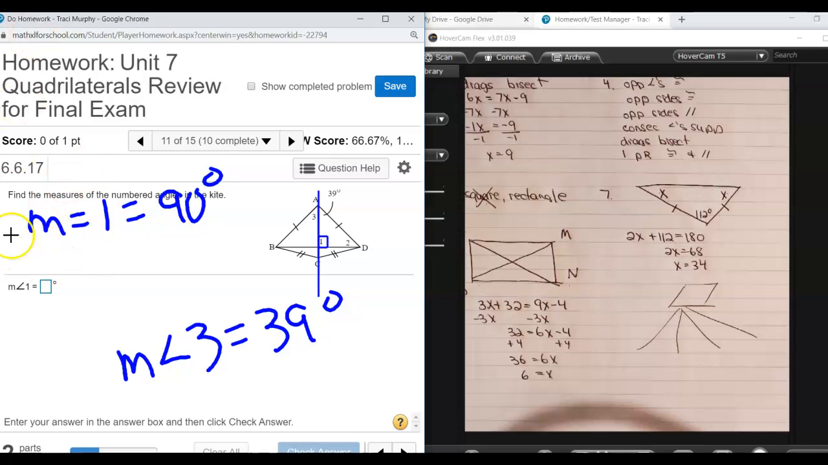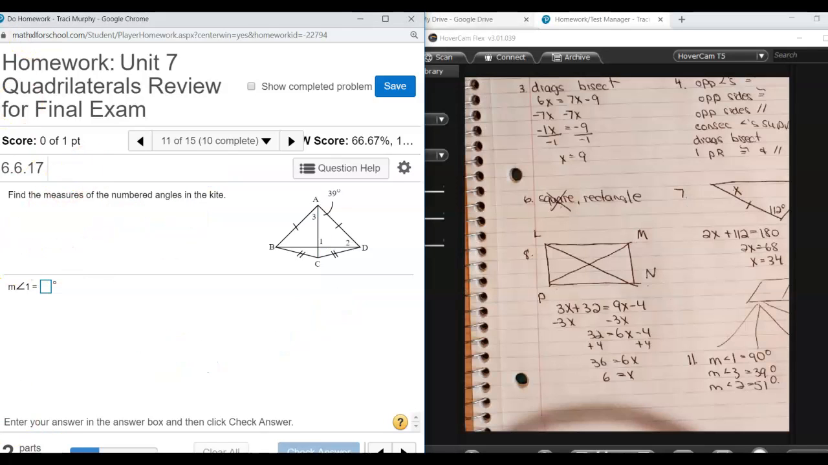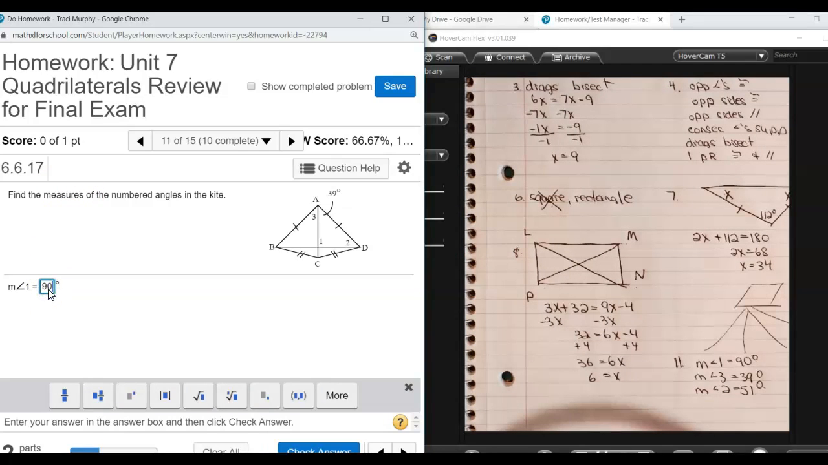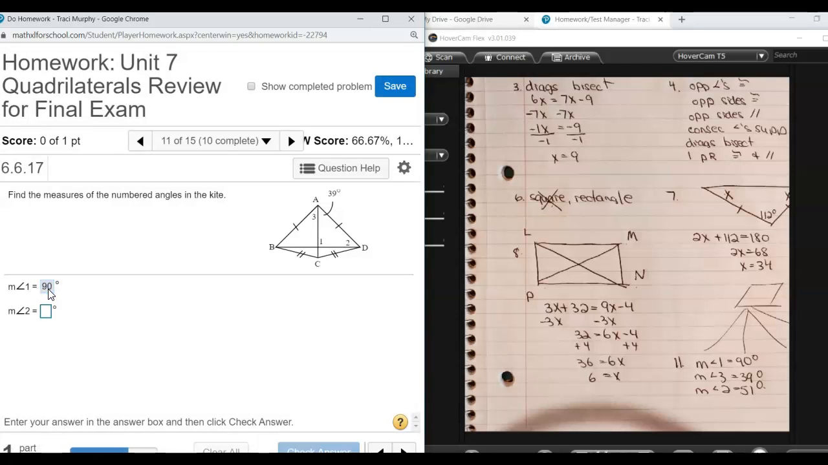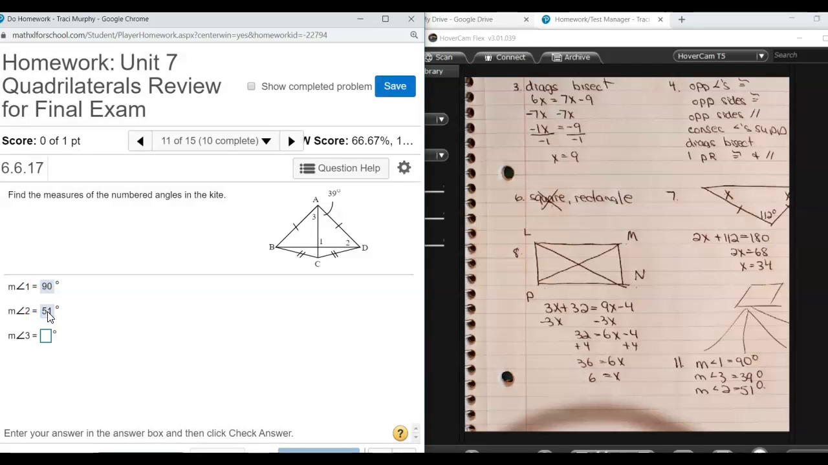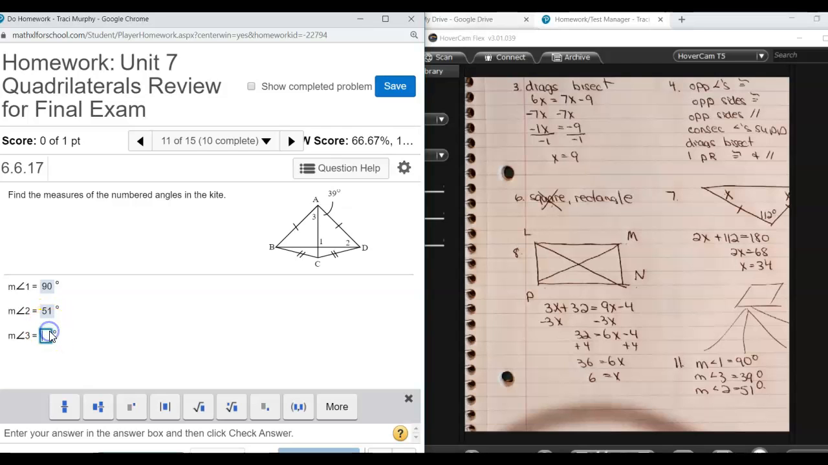All right, so let's get out of here. And again, I wrote my measurements down on my paper. I've got angle 1 is 90 degrees. Angle 2 we figured out was 51. And remember, your numbers are going to be a little bit different, but still the same process. And angle 3 is 39 degrees.